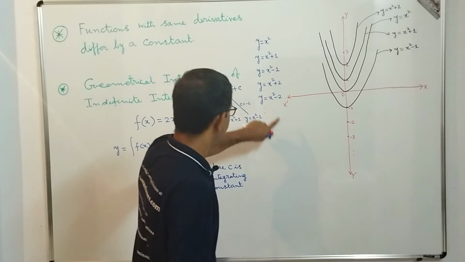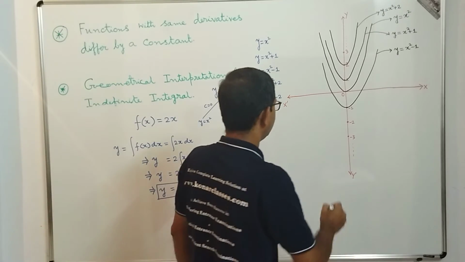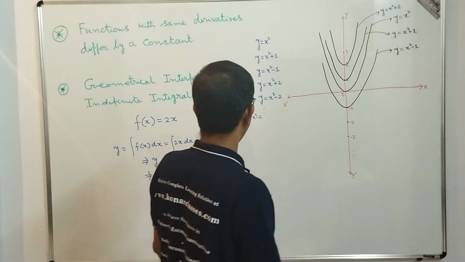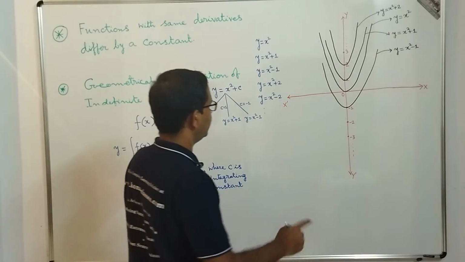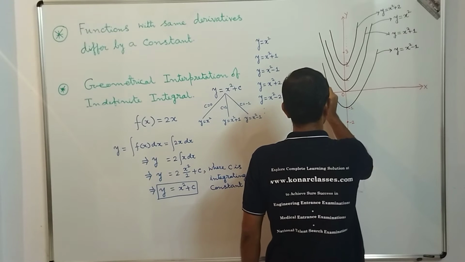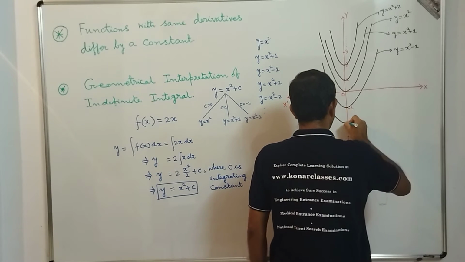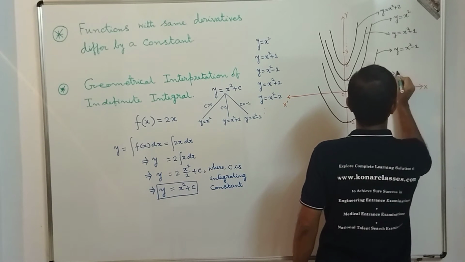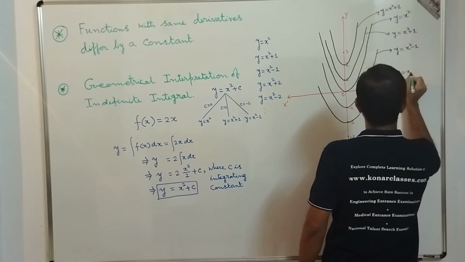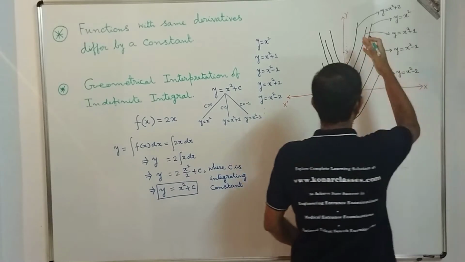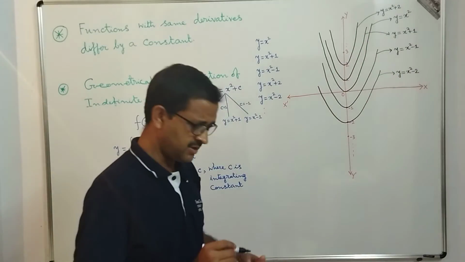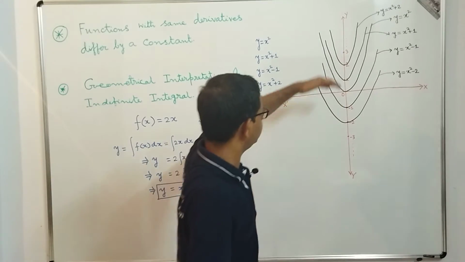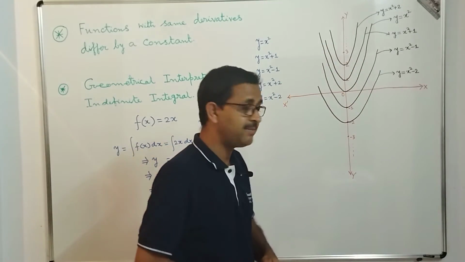Now let's look at y equal to x square minus 2. So how will it be? Here the vertex should be at the point 0, -2. So this is the parabola. What you get is y equal to x square minus 2, and in that way we can proceed. Okay, so that's why it is called a family of parabolas, family of curves.